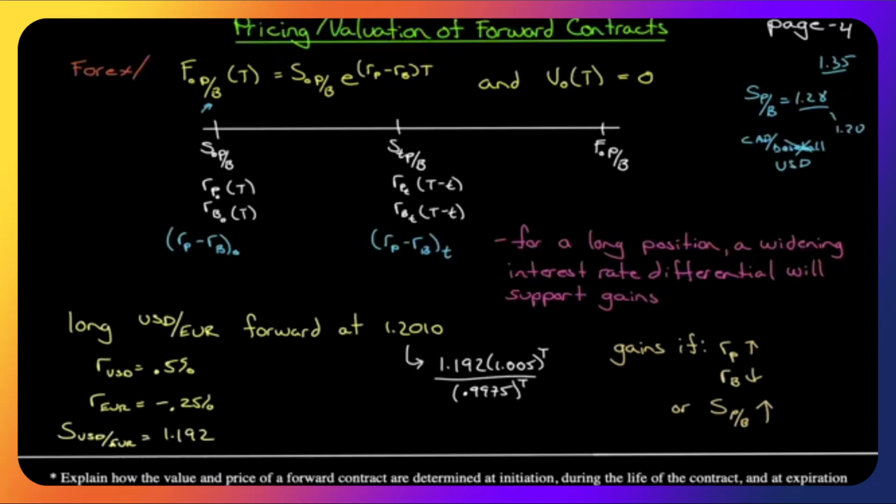Currencies have two interest rates, so we have to pay attention to that. Here is the forward price, price over base. F0 of T is simply our spot price, price over base, times e to the power of (RP minus RB) times T. These must be continuously compounded rates. If they're not, you must first make them continuously compounded rates.